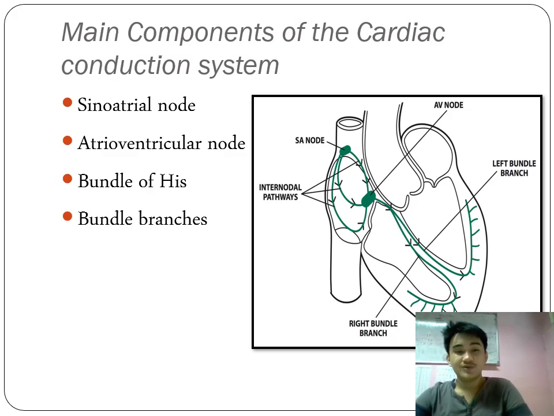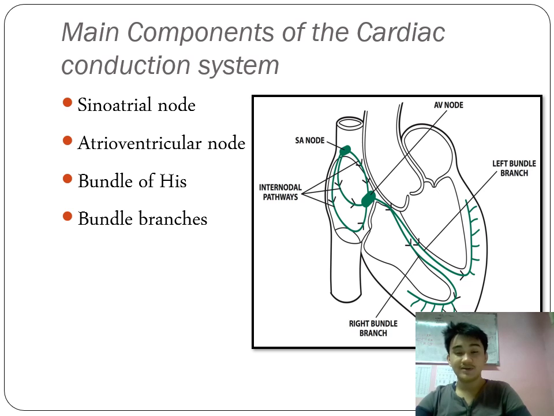So let's start with knowing what are the different components of the cardiac conduction system. We have four main components of this system, namely the sinoatrial node or the SA node, located at the right atrium of the heart, AV node or the atrioventricular node. This is located at the border of the atrium and the ventricle.